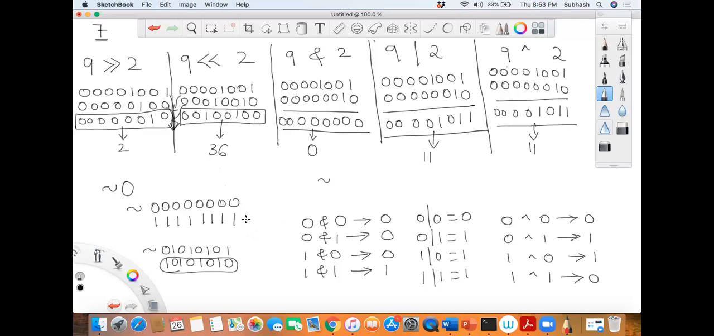Sir, I have a doubt. Quickly tell me. Sir, are non-short circuit operators and bitwise operators the same? No, they are not the same. They are totally different.